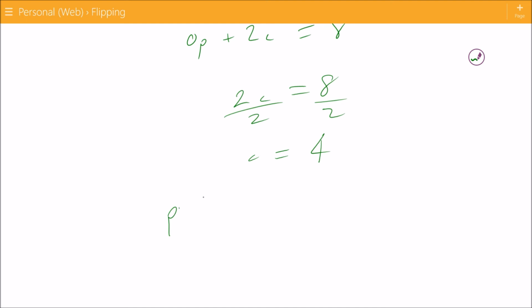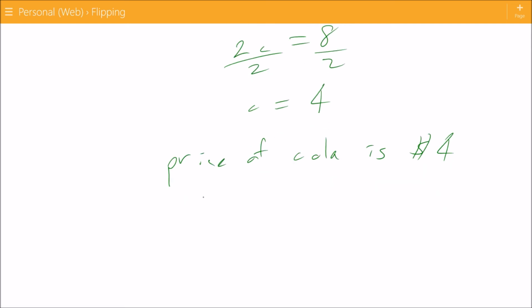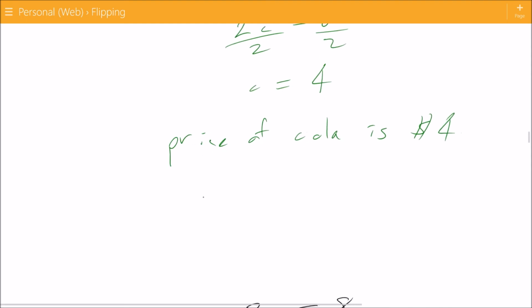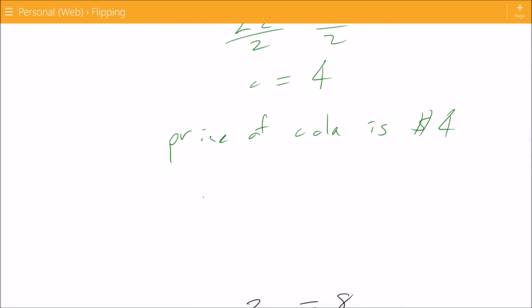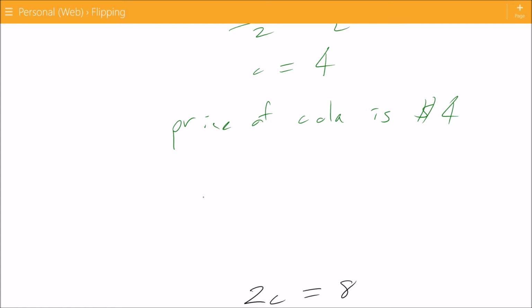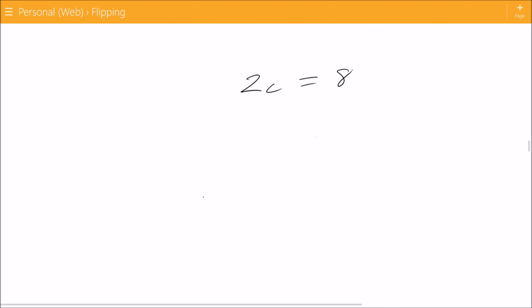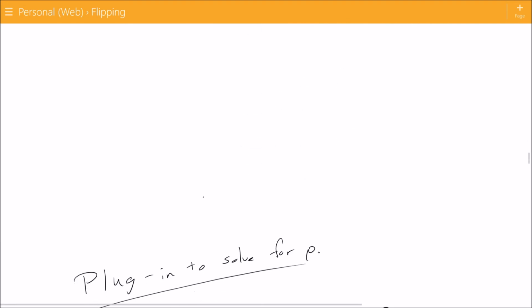Basically, the price of cola is $4, which is why I rarely get cola when I go to the movie theater. It's really expensive, at least in the United States. It's just the model they use to make profit in movie theaters, which is what they do. 2c equals 8. That's the end result.